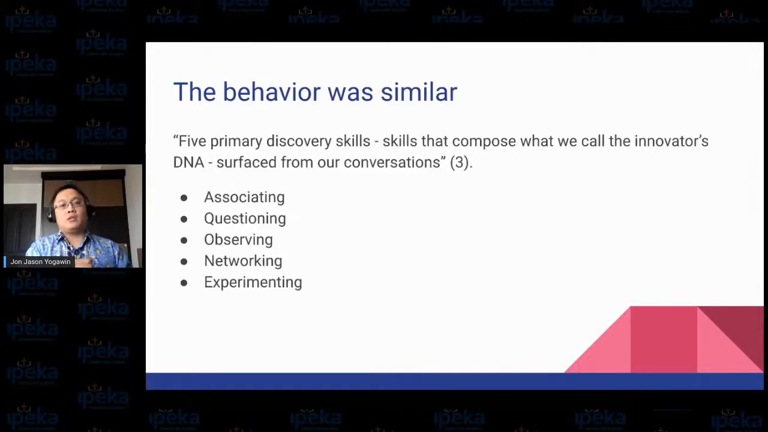Okay. So what they found out was that the behavior exhibited by these innovators was similar and can be summarized into 5 primary discovery skills. Those are associating, questioning, observing, networking, and experimenting. Okay? So those are the 5 skills they found that were basically in all these innovators, okay, to some degree. And I think you'll notice that these skills are the ones that are emphasized by the curriculum.